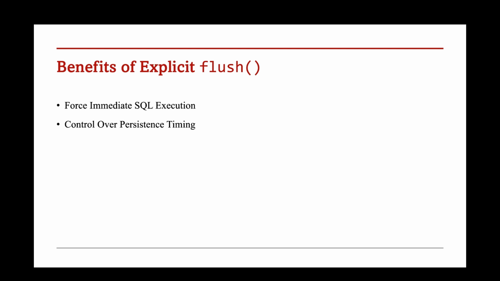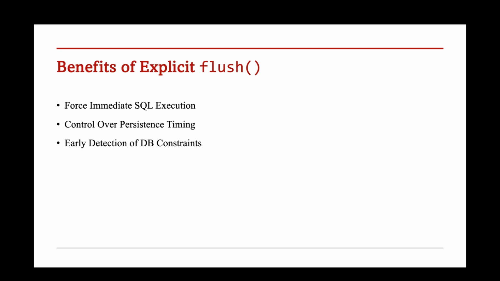Just call flush before the next operation. This guarantees that the database is fully in sync with your recent changes before the next step runs. This is especially useful when working with native queries, stored procedures, immediate validations, or anytime you want precise control over when things hit the DB.